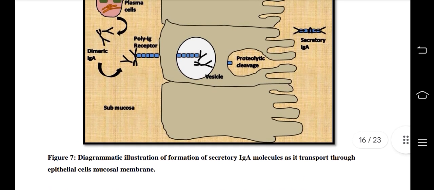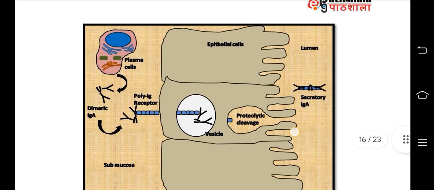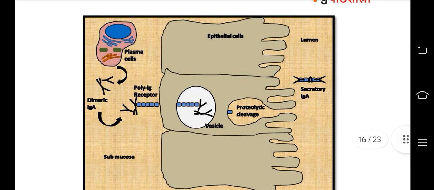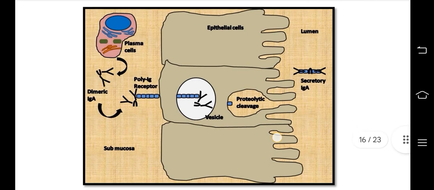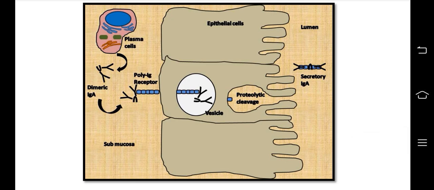Diagrammatic illustration of the formation of secretory IgA molecule as a transport through epithelial cells of the mucosal membrane. Plasma cells, dimeric IgA, poly-Ig receptor, submucosa, epithelial cell, vesicles, proteolytic cleavage, secretory IgA into the lumen.